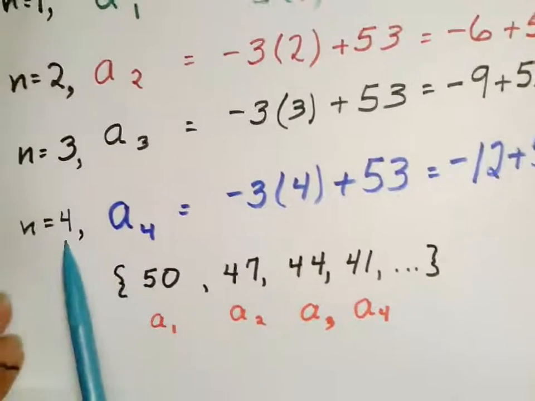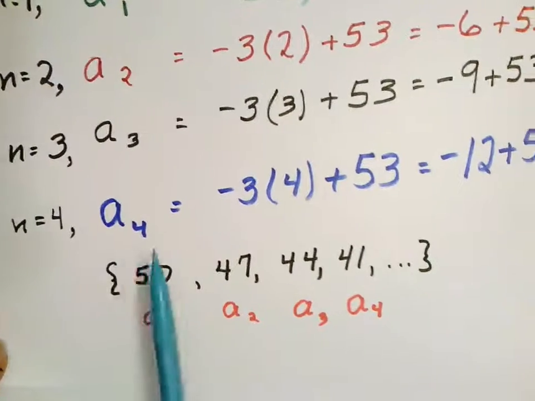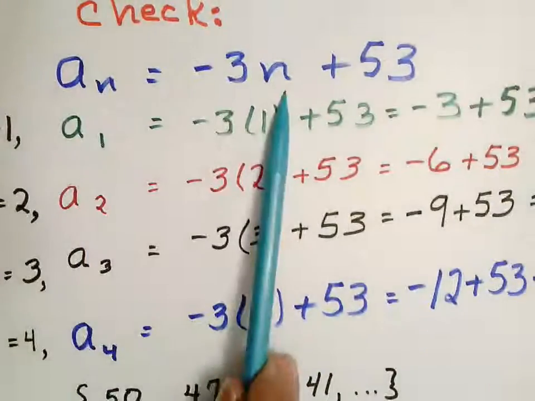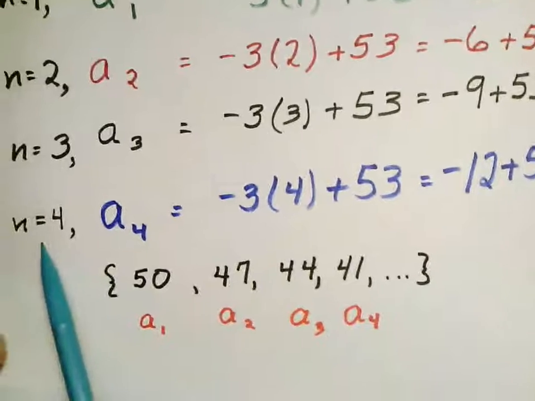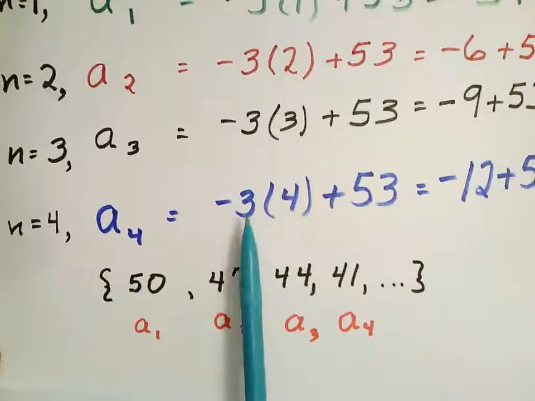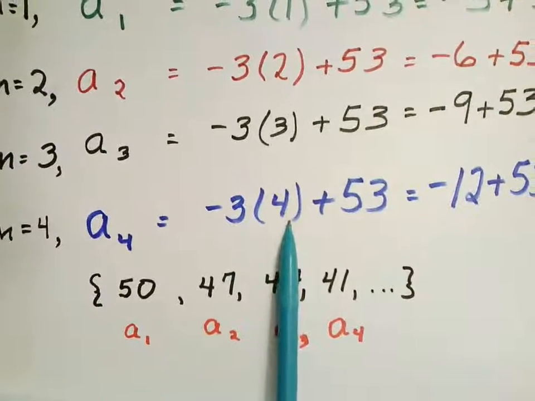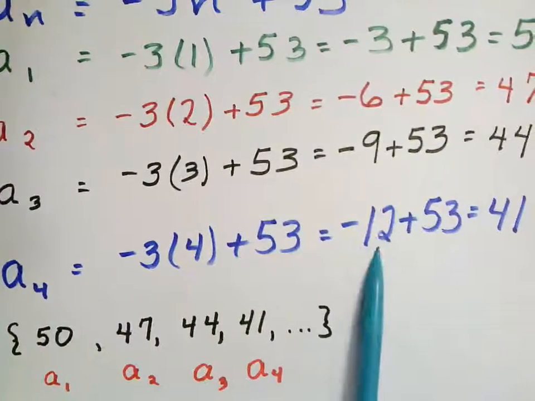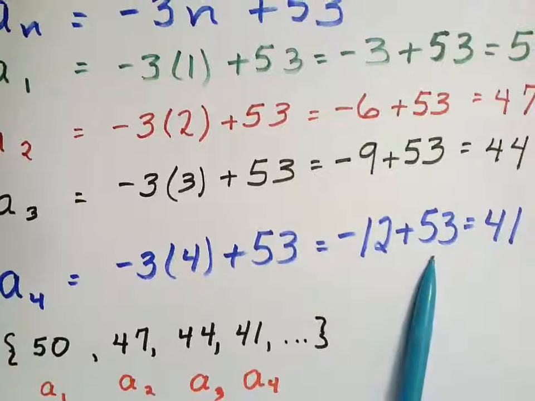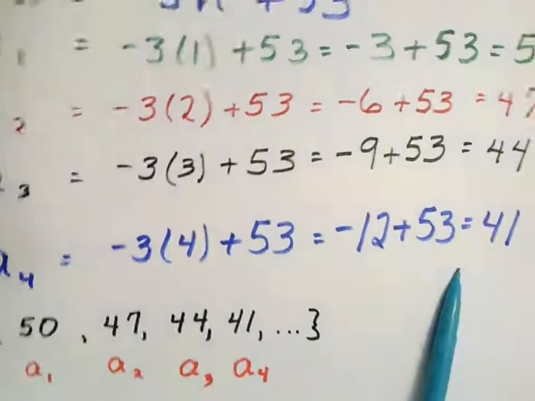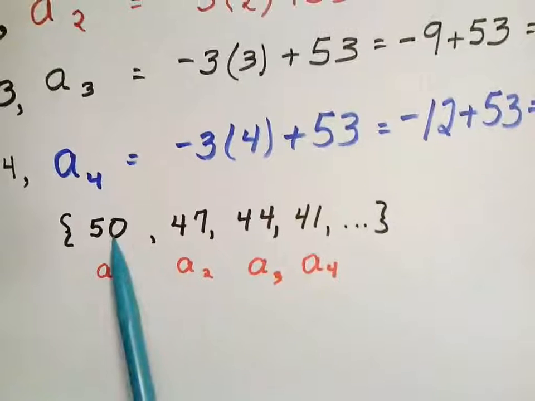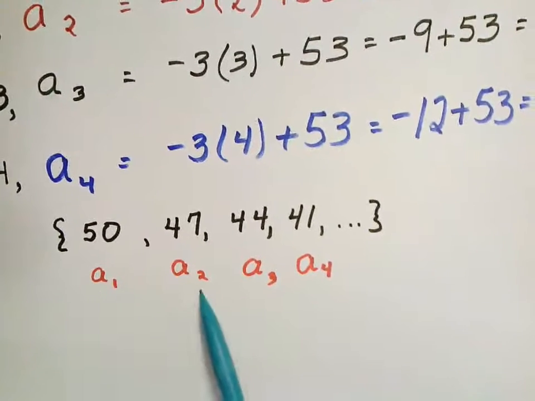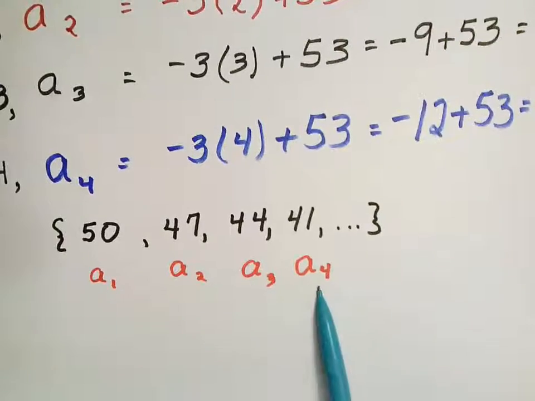Then we're going to let n be a 4. So a sub 4 is equal to negative 3 times 4. Again, remember, this n and this n are the same. And we're letting n be equal to what? 4. So it's negative 3 times 4 plus 53. Negative 3 times 4 gives us a negative 12 plus 53 is 41. So what we have down here, 50, 47, 44, 41, the a sub 1, the a sub 2, the a sub 3, and the a sub 4 term.